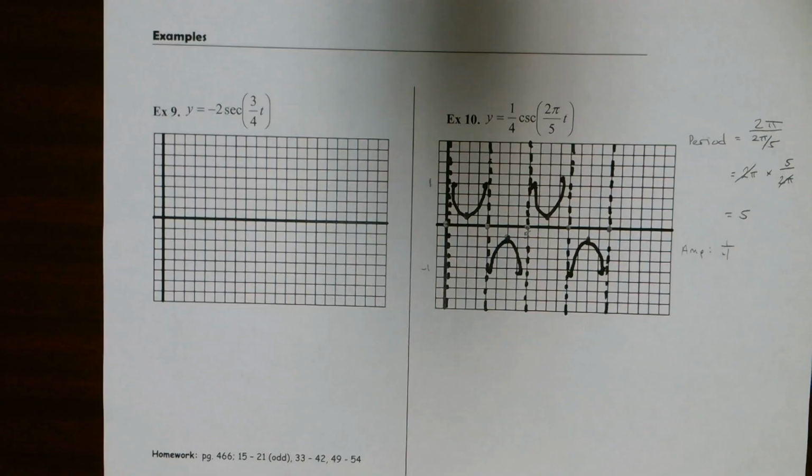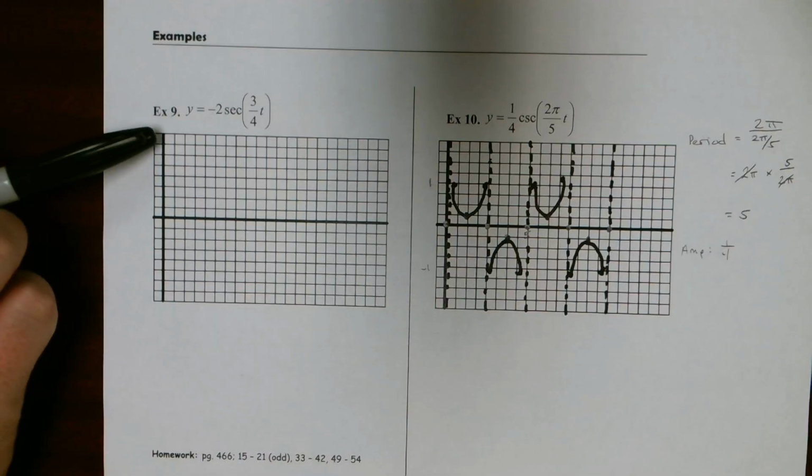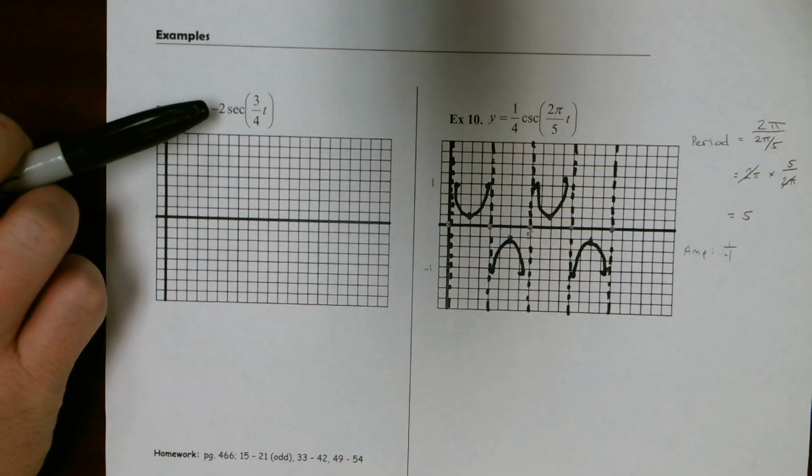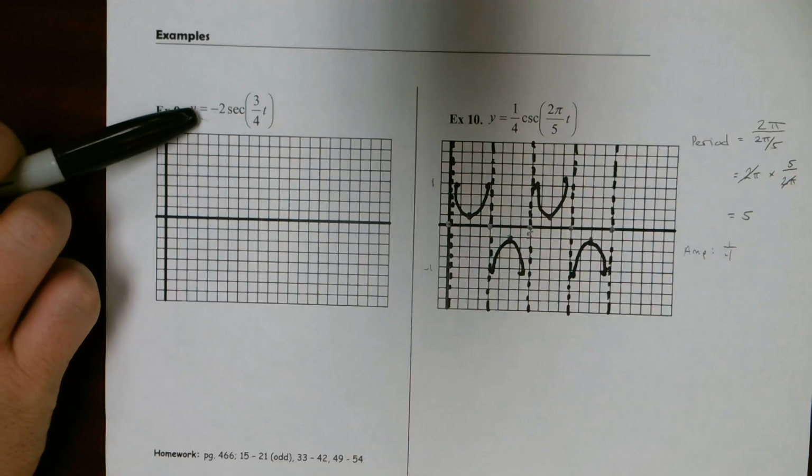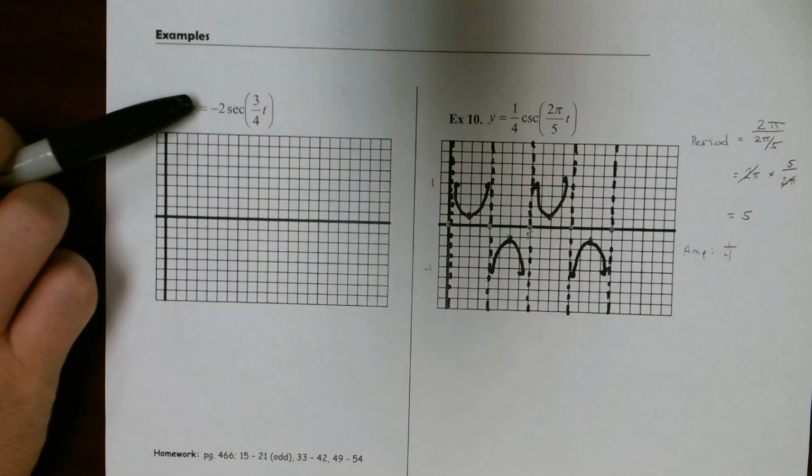So take a moment at the end of this video, use the cosine graph to draw this secant function. Find your period, your amplitude. Don't forget to reflect over the x-axis.